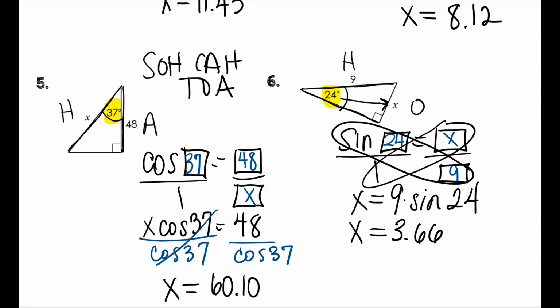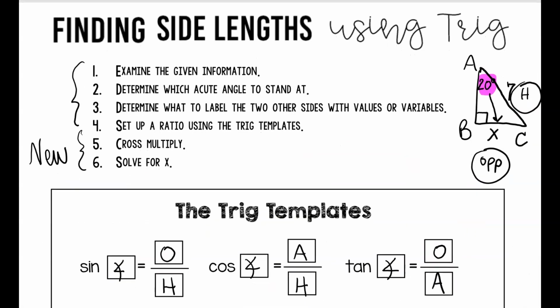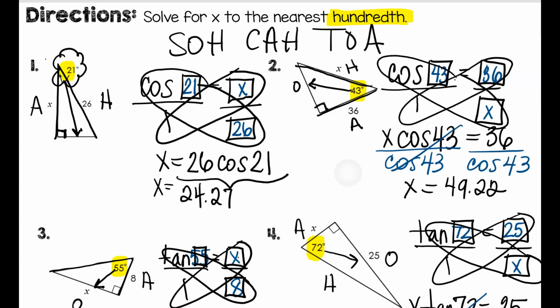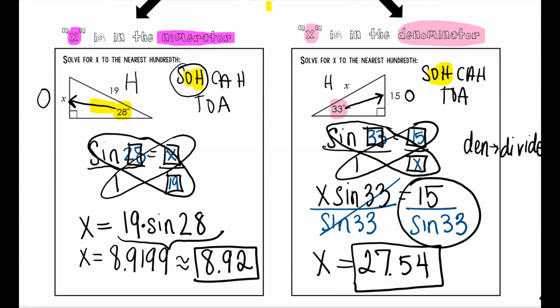All right, so there you have it. Let's just go back to the front page and review what we are supposed to do. So look at the triangle they give you. Stand at the acute angle. Determine which trig function you're going to use and set up a ratio using one of these 3 templates. Then you're going to cross multiply. After you cross multiply, pay attention to where your x is. If x is in the denominator, after you cross multiply, you're going to have to divide.